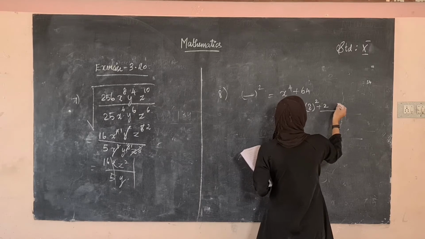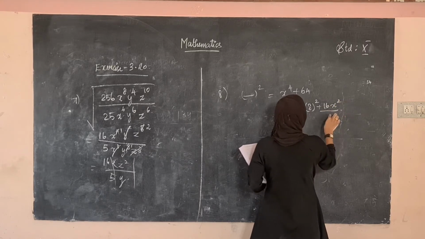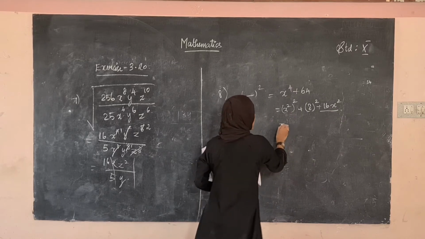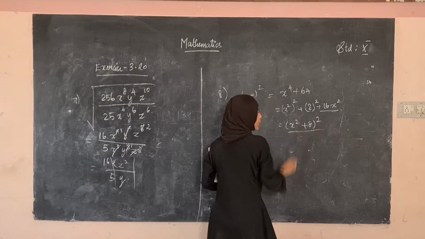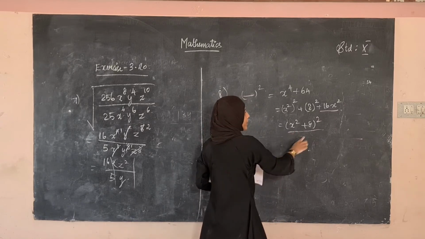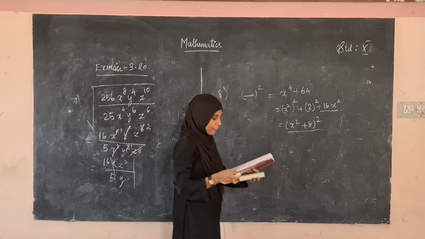A is x square and b is 8, so 2ab is 16 into x square. This should be added, right? To make it a perfect square like this, x square plus 8 the whole square. This is the perfect square now. To make this a perfect square, what should be added? 16 into x square. So the option is B.